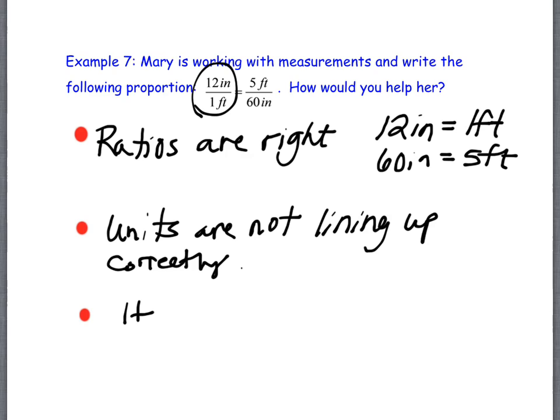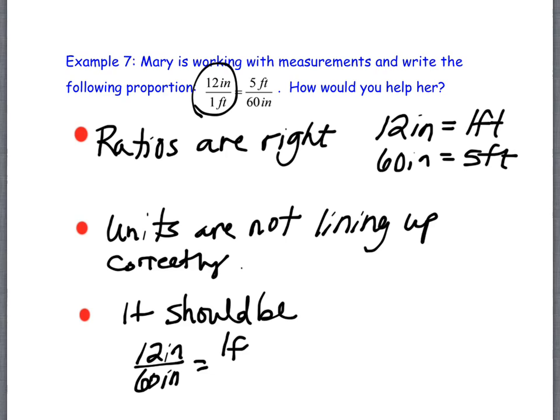So there are 2 ways to fix it. Okay, actually there are more than 2 ways to fix it if we go that direction. Okay, try this again. So what could I do, Lauren? Like put 12 over 60 and 1 over 5 equal to each other. So the inches are on the same side. Okay, that's one way. What else could I do to fix it?